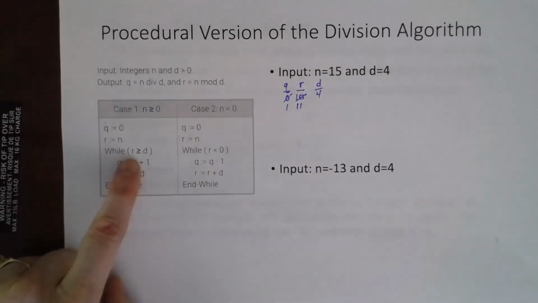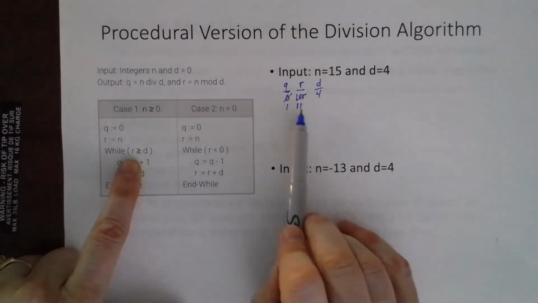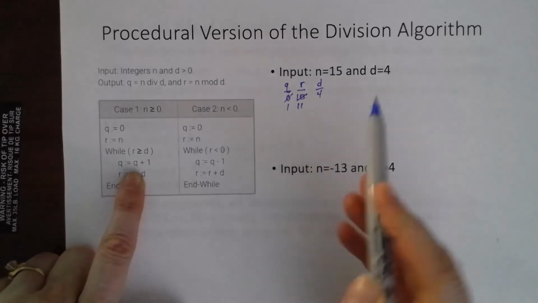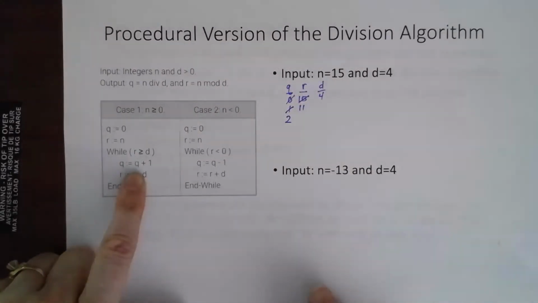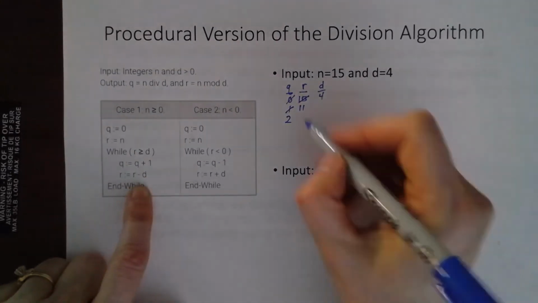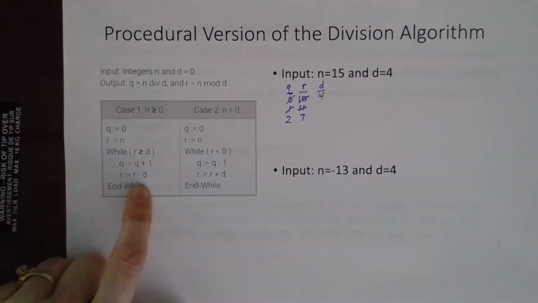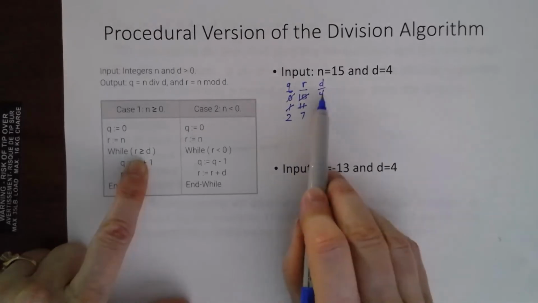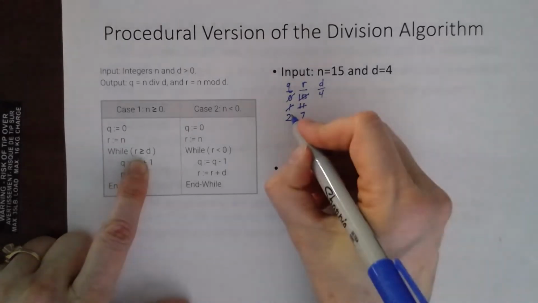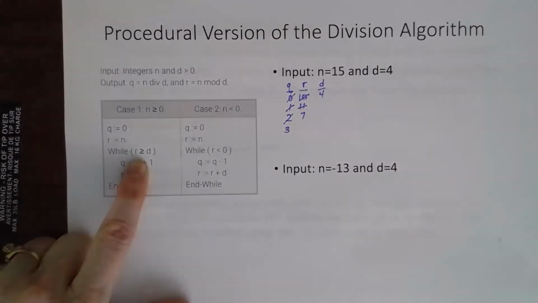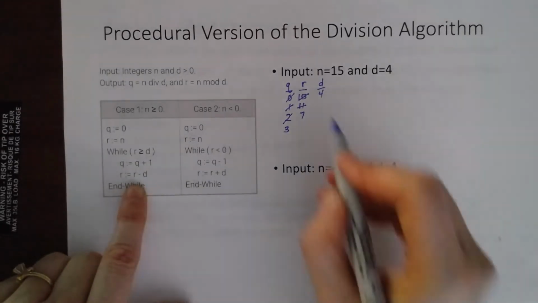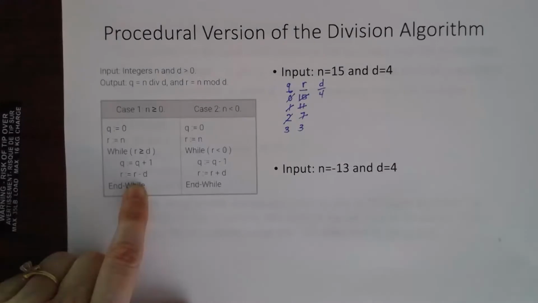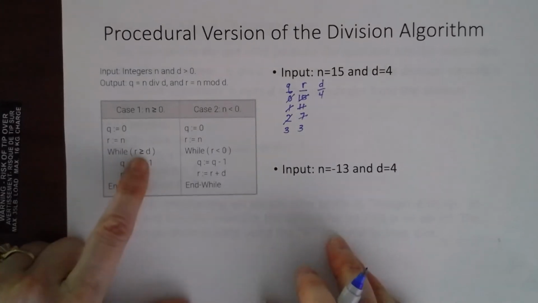Okay, and then we go back and check our condition. Well, our current value of 11 is still bigger than 4. So we'll increment Q to 2, and then subtract D from R. So this goes down to 7. And then we'll check our loop condition again. 7 is still bigger than 4. So we'll increment this up to 3, and then subtract, and we'll get 3. And then we'll come check our loop condition.